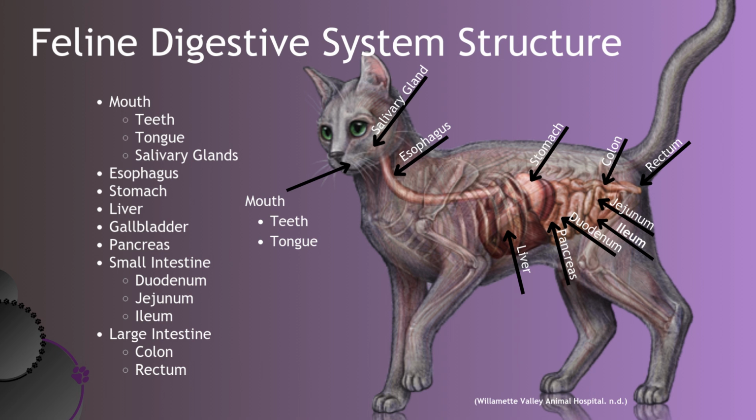A brief review of the feline digestive system structure and a diagram of where each structure is located. In the mouth, we have the teeth, tongue, and salivary glands, the esophagus, the stomach, the liver, gallbladder, pancreas, small intestines holding the duodenum, jejunum, and ileum. Large intestines have the colon and the rectum.